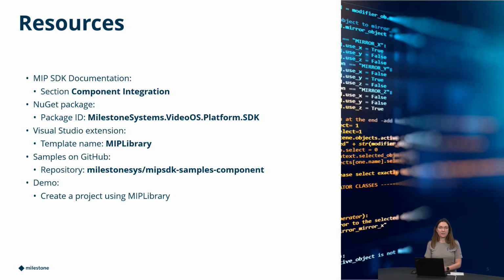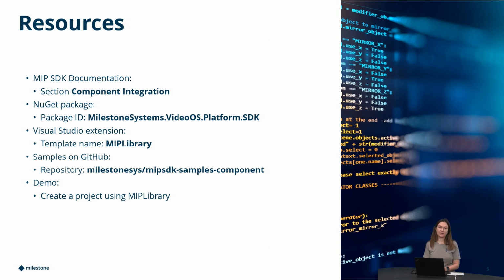So now if you want to start development of component integrations, there are a few resources to look at. First of all, we have a whole section in the SDK documentation where you can find a list of all the samples we have available. Then we also have samples uploaded on GitHub, and you can find them in their own repository. We have a NuGet package which contains the libraries for all the components of the MIP SDK.